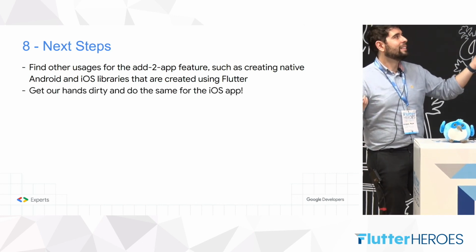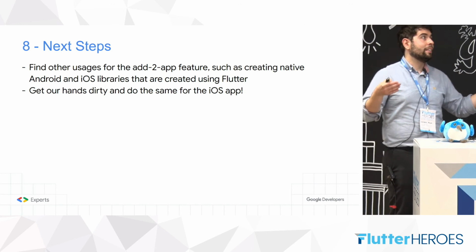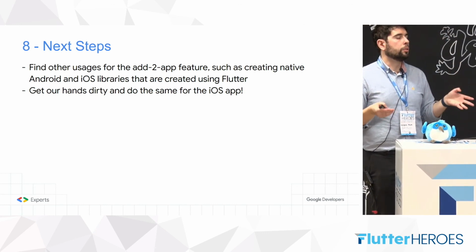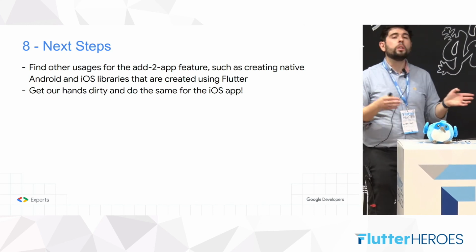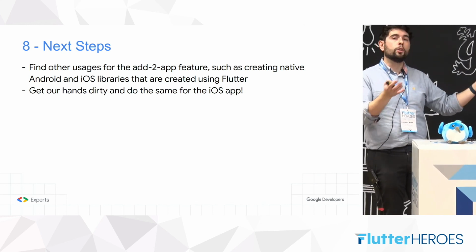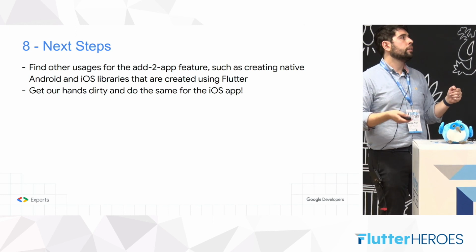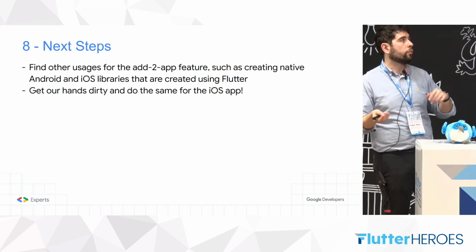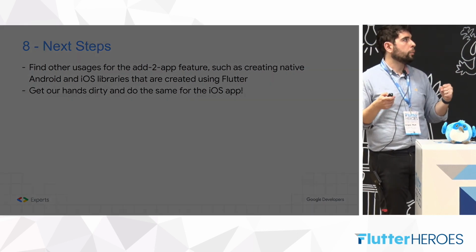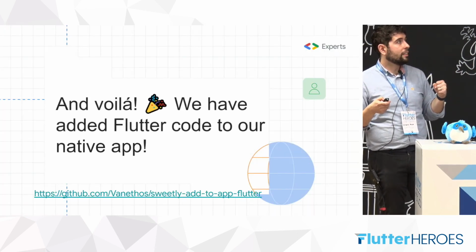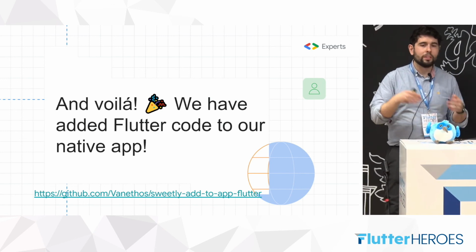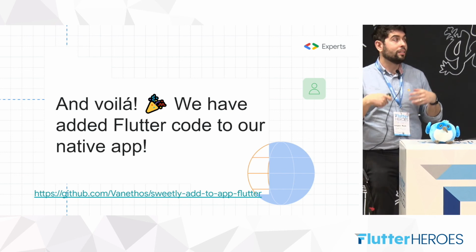And again, it's just to get our hands dirty and try to do exactly the same thing for iOS. It's going to be fairly simple, so we already have the Flutter code. The only thing that we need to do is let's go back a few slides. Let's click on that URL and let's just see how we can also create the module for iOS and go away with it. Voila! With this presentation, we now have Flutter code inside our native applications.